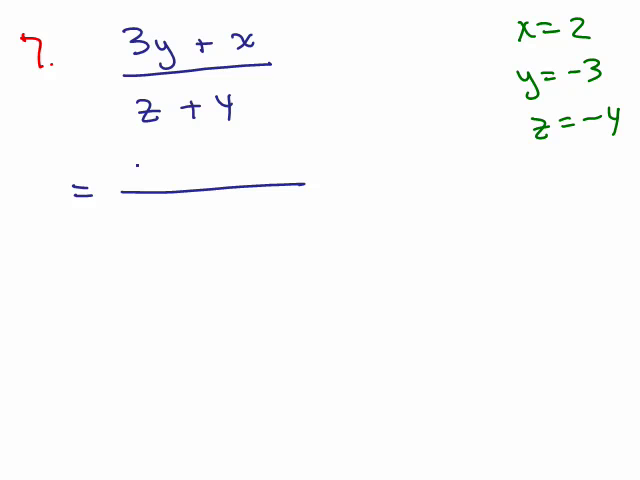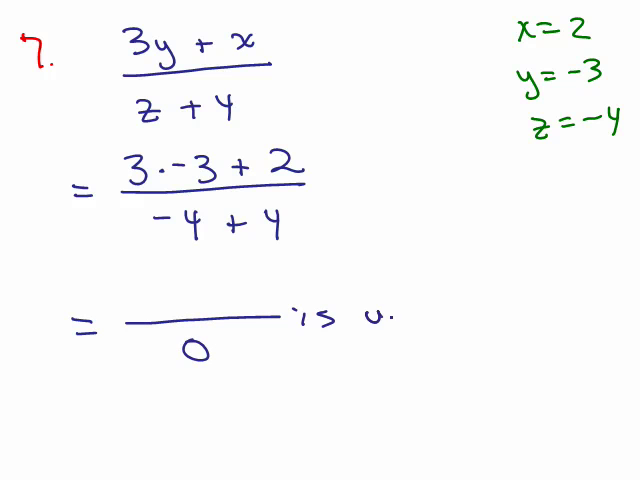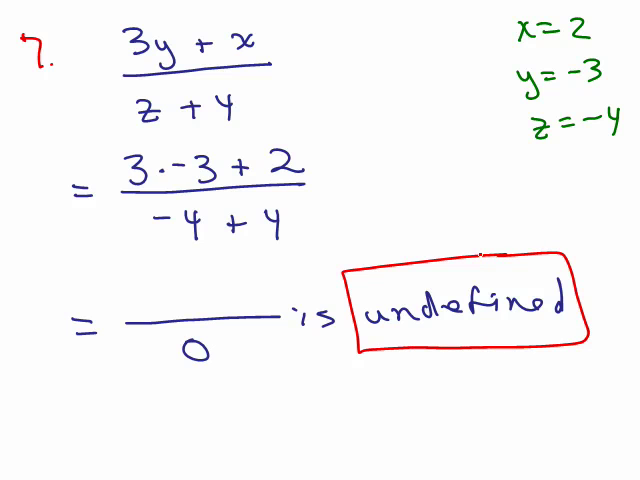All right, for number 7, we have to plug in the right values for the x, y, and z. So I have 3 times a -3 plus x, which is 2, over z, which is -4, plus 4. All right, what happens here? I'm going to do the bottom. Got 0. We know the answer is going to be undefined. Anytime there's a 0 in the denominator, hands down, the answer is undefined. If you did simplify the numerator, you would get -7, because you'd have -9 plus 2.